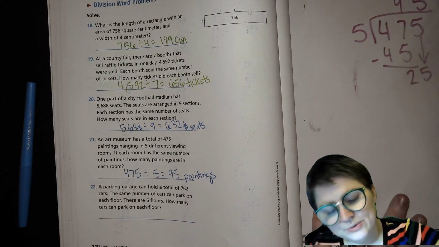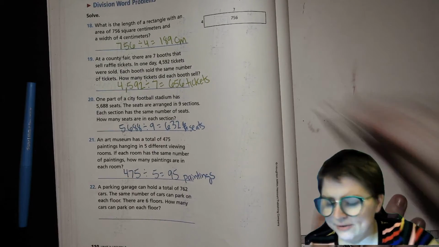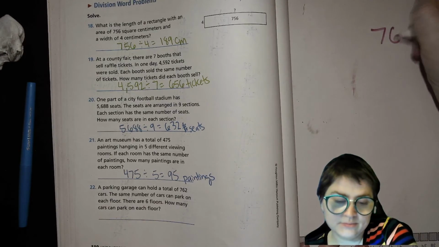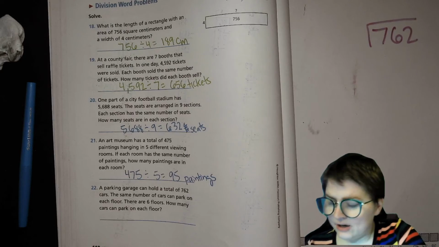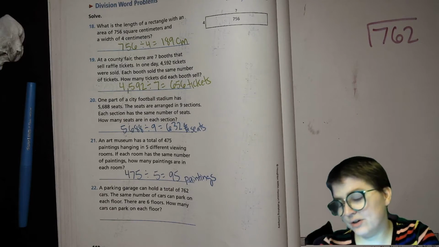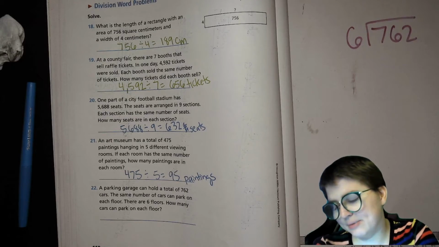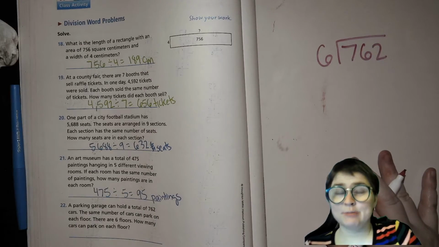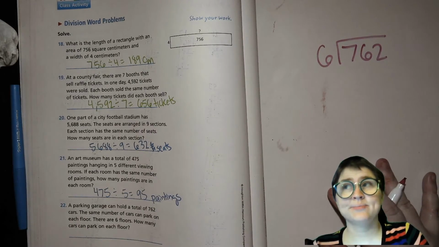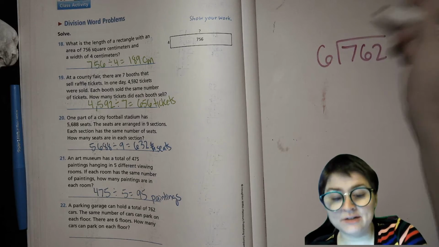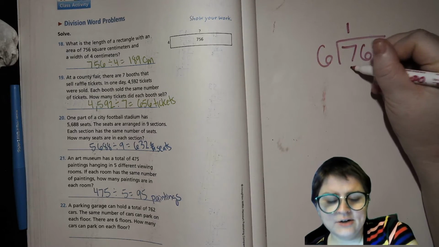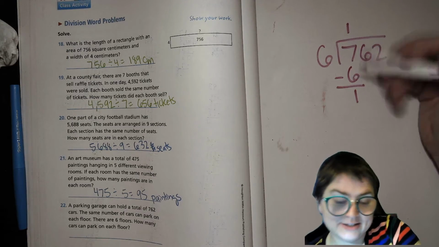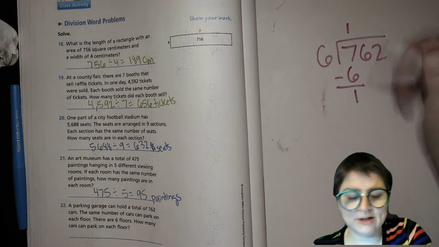Alrighty. Number 22. A parking garage can hold a total of 762 cars. The same number of cars can park on each floor. There are 6 floors. How many cars can park on each floor? So if you have 700 of something and 6 boxes, can you put a whole 100 in each box? Yeah, you can. And then you have 1 left over, right? So 100 times 6 gets us 600, I should say. And then we have 100 left over.